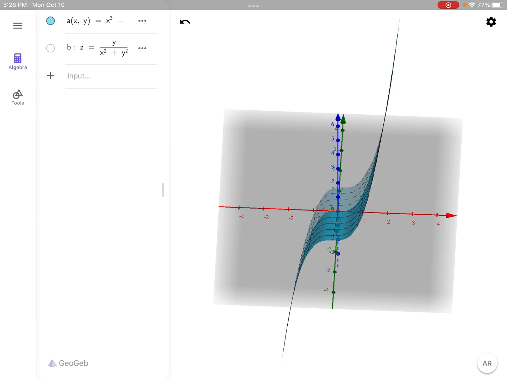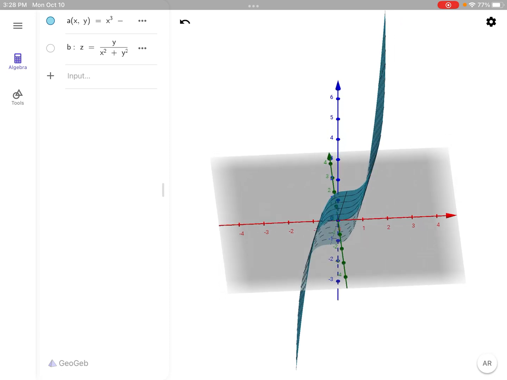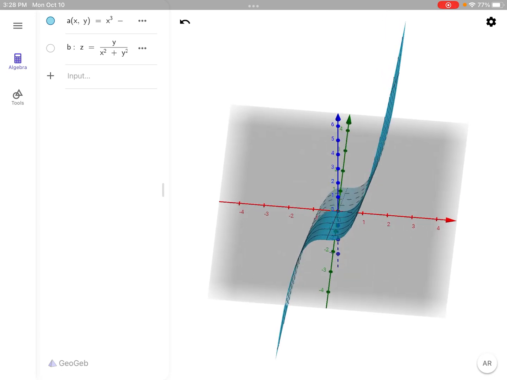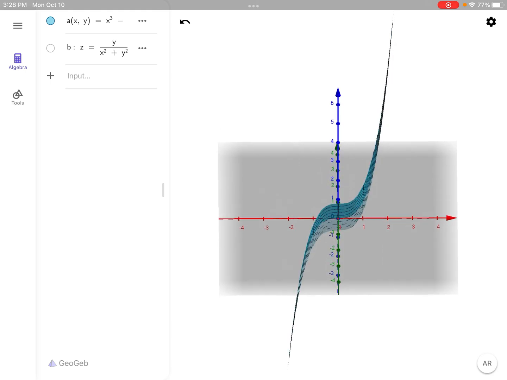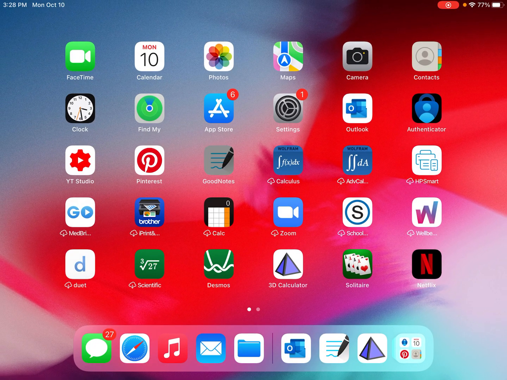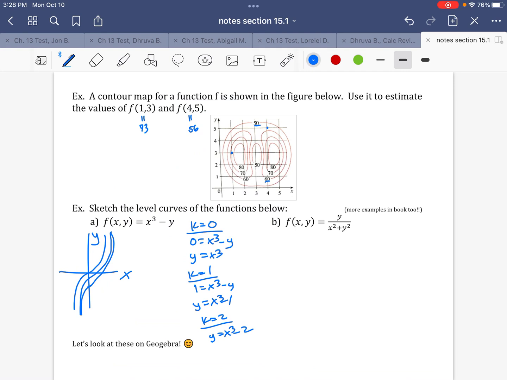X is positive on that side. So look, those are all those level curves right there, just kind of crossing along the y-axis there. But you see how basically it looks like a cubic function, but it's just traveling in a different way. All right. So over here, this one's going to be a little bit crazier.